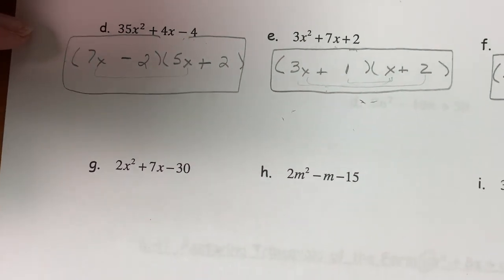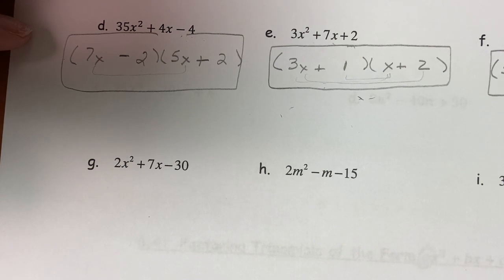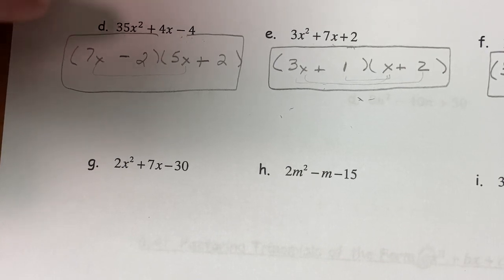If you haven't already, turn off the video and go ahead and do G, H, and I by yourself. At this point, you should be able to do those by yourself by guessing and checking, and then come back and rewatch the video.